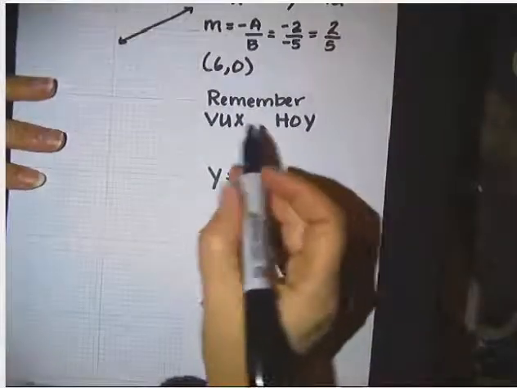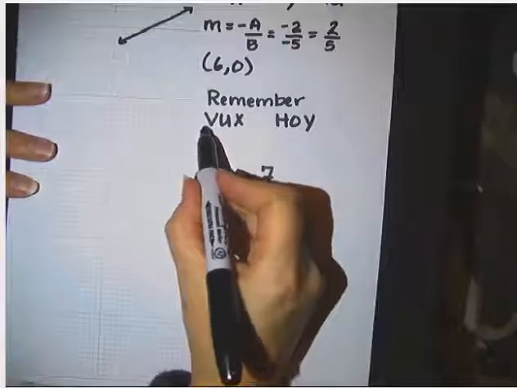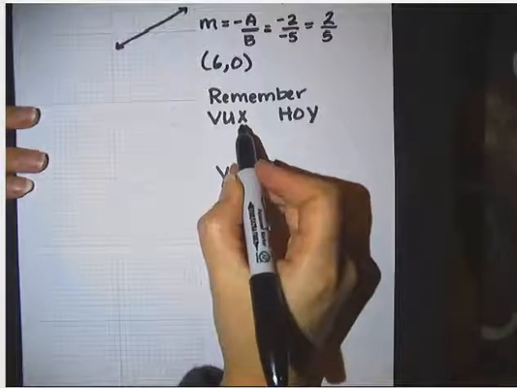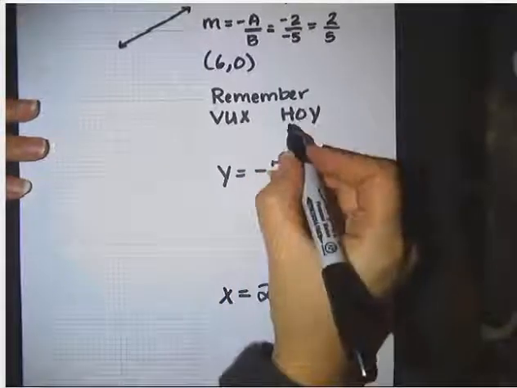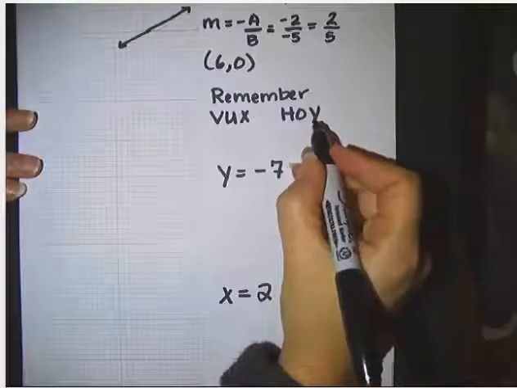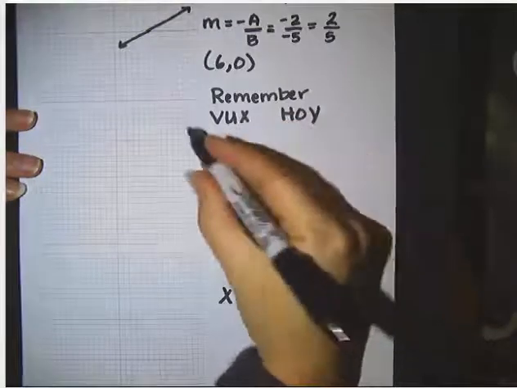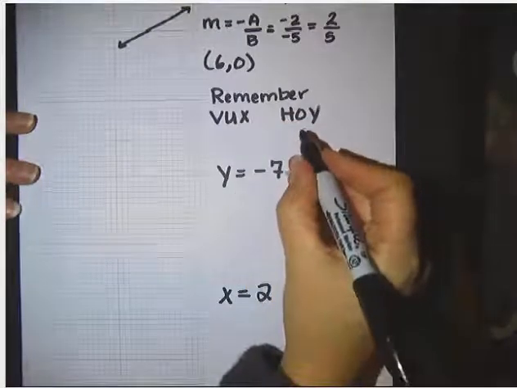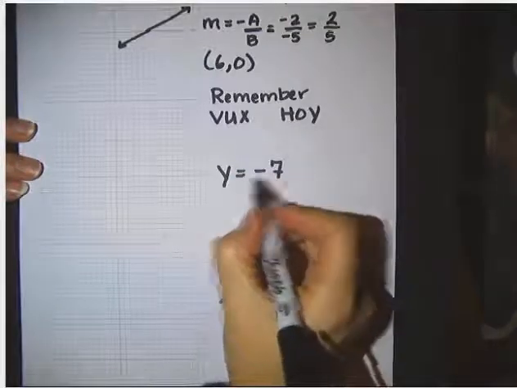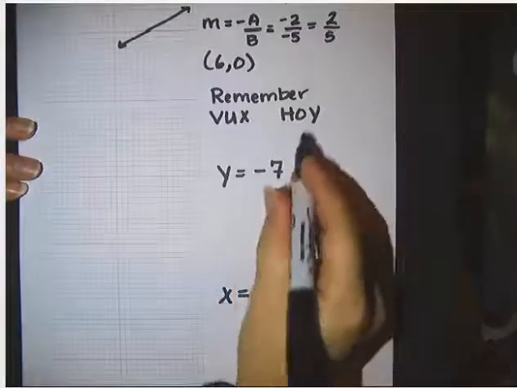Vux means vertical line, undefined slope, would have the equation x equals a number. Horizontal line has 0 slope. The equation would be y equals a number. If you can remember that, then you can solve these vertical and horizontal lines and graph them very, very quickly. So I see here y equals a number. I should immediately think Hoy, horizontal line, y equals a number.